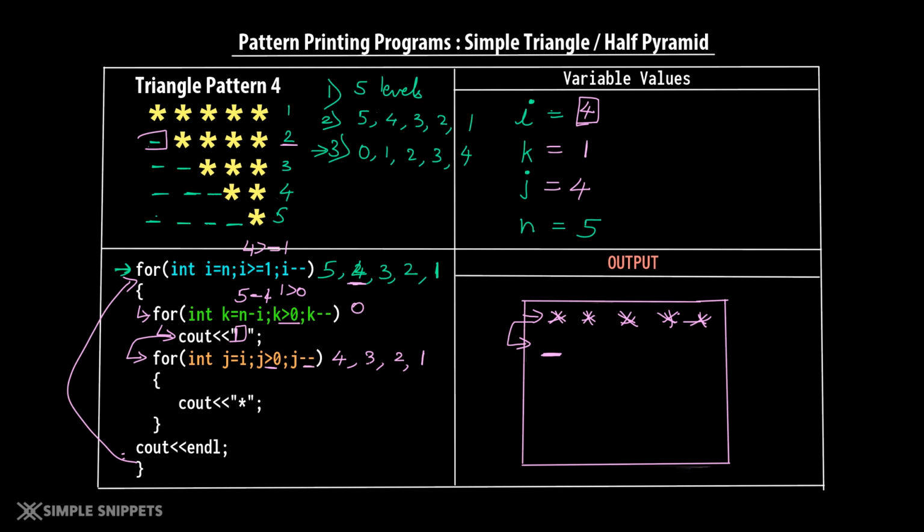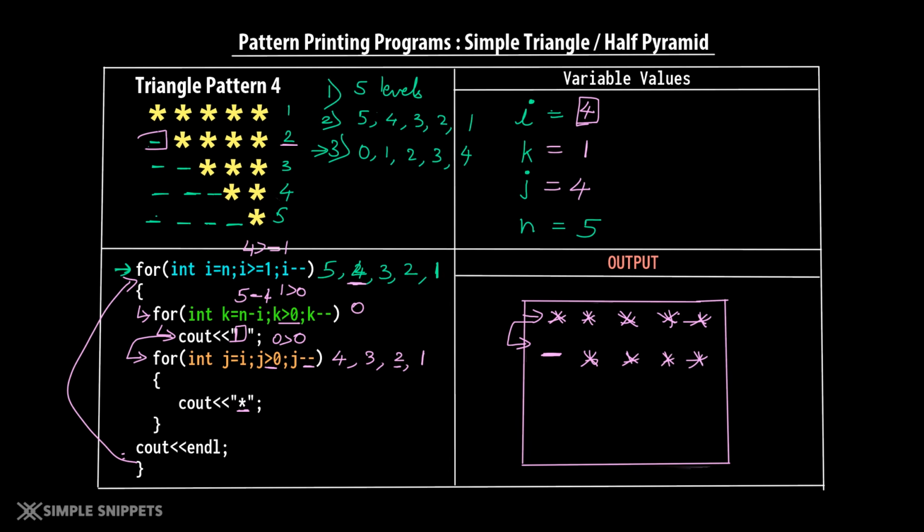Then j minus minus, j will become 3. 3 is still greater than 0. Then j minus minus, j will become 2. 2 is still greater than 0. Then j minus minus, j will become 1. 1 is still greater than 0. Then j minus minus, j will become 0. So 0 is not greater than 0, so at that time this for loop will exit. Which means this for loop will now run for 4 times and 4 stars will be printed. So 1, 2, 3 and 4.